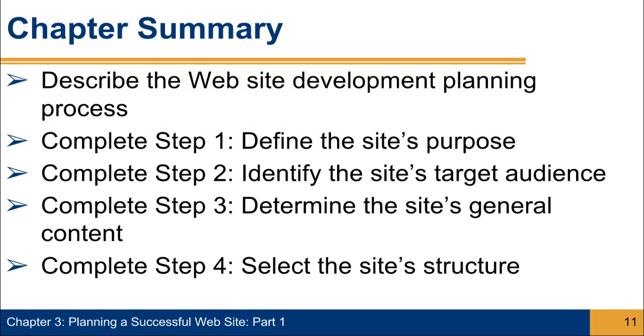The third step was determining the site's general content, making sure our content is adding value. And remembering that if it doesn't reflect the site's purpose and enhance the visitor's experience, then don't include it. And last but not least, step 4, select the site structure. In choosing, is it going to be a linear, random, or hierarchical site structure? That concludes chapter 3.